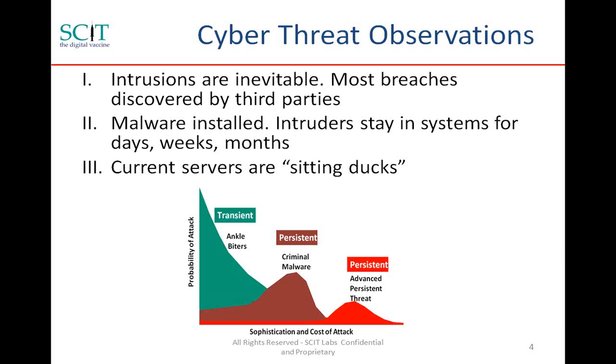So to build resilient systems, we need to do something different. Thus, we developed the SCIT approach, which does not depend on detection. If you look at the graph at the bottom, the threats have been divided into two categories, really, transient and persistent. They're also divided up further into ankle biters, criminal malware, and advanced persistent threat. The focus of SCIT is on persistent threats. Such threats involve malware being installed on the target. The malware persists for long periods. Mandiant suggests that the average time before a compromise is detected is more than 200 days. 200 days. So in the persistent threats, intruders stay in the system for long times, days, weeks, months.